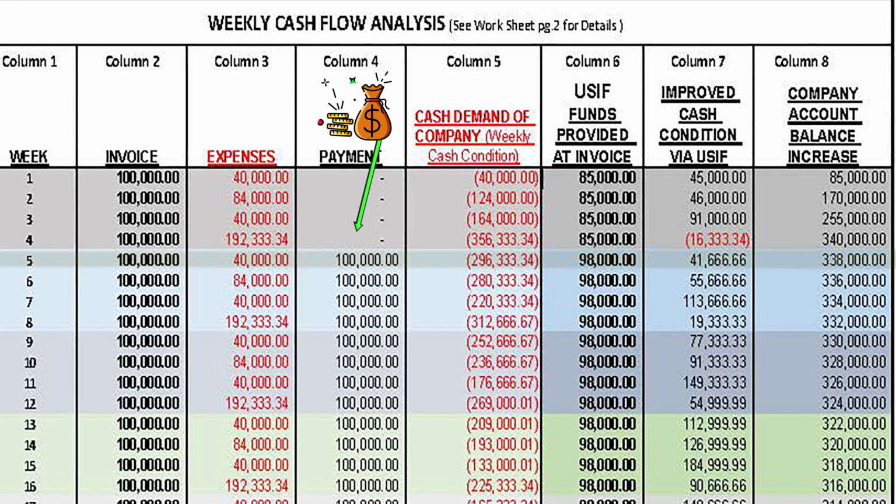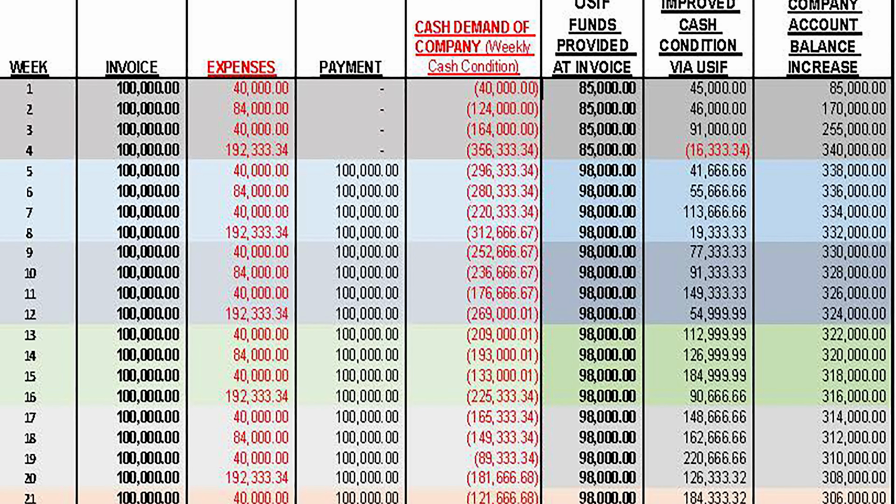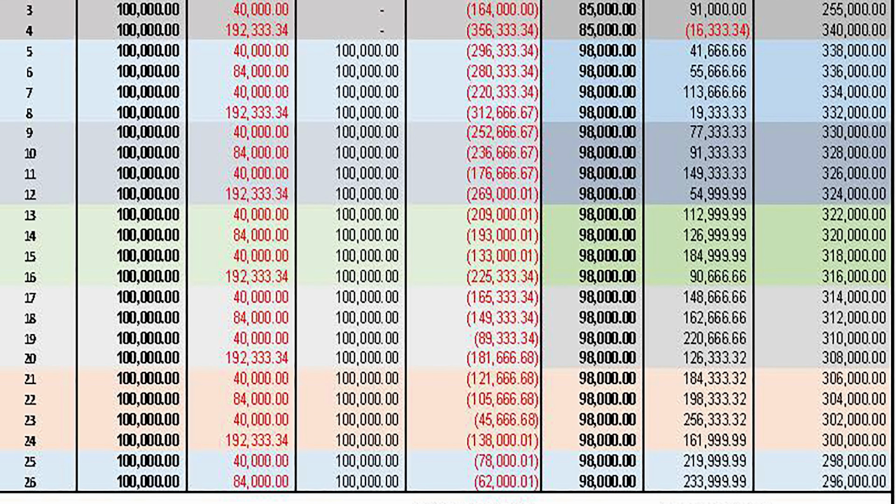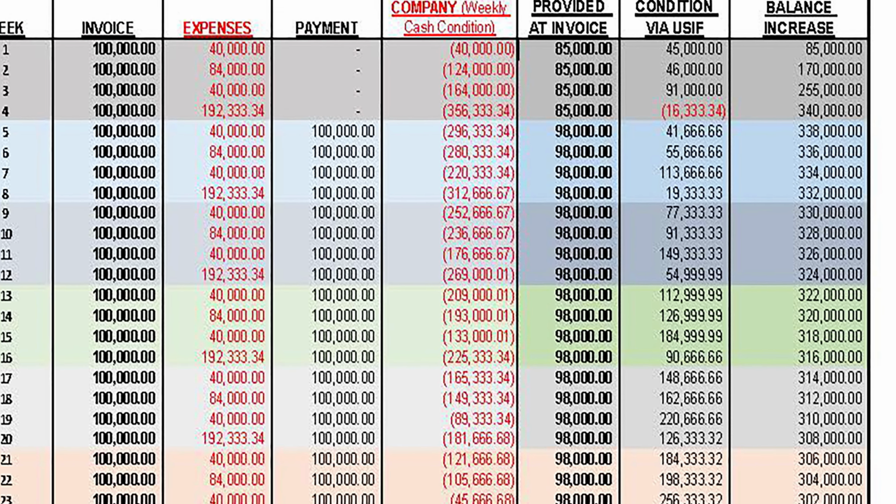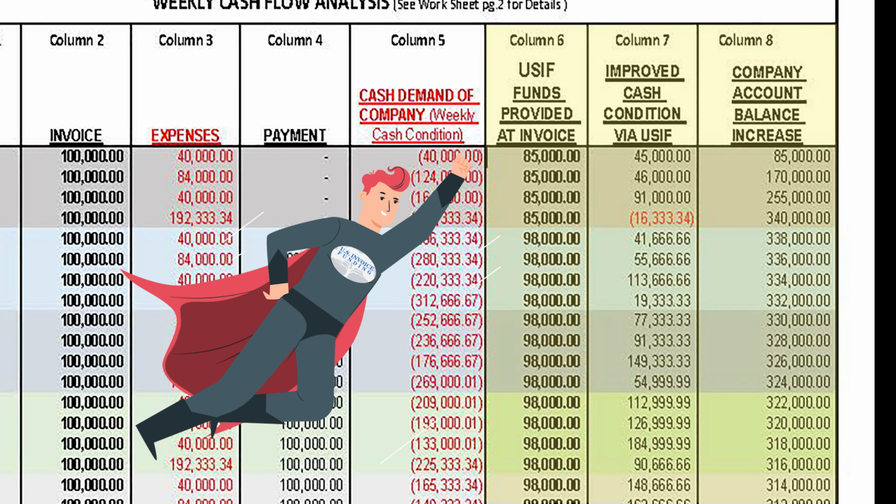As payments come in and expenses arise going forward, the cash requirements are tabulated in column 5. As you can see, go all the way down the column. It takes a lot of money to make a profit. Now let's talk about columns 6, 7, and 8. U.S. invoice funding to the rescue.